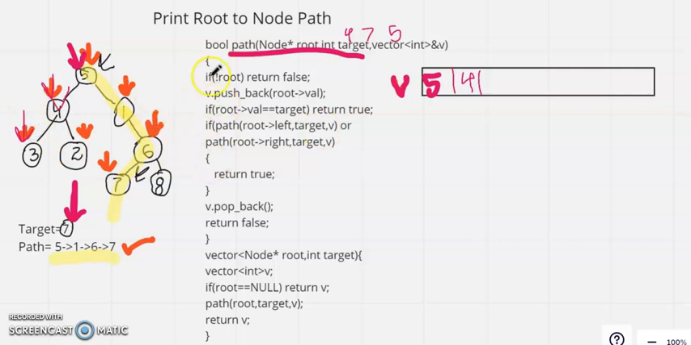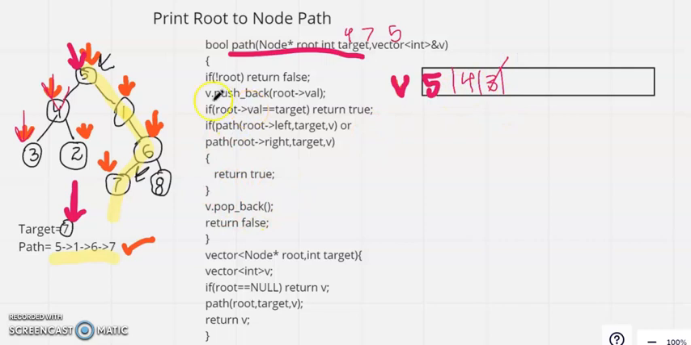We reach here. We again see that 3 is not null, so it will not return false. We do v dot push back 3. So we reached here, 3. So what will happen now? We will be checking for path of root's children. It will return false, it will not return true. So we will be doing v dot pop back. We have popped back 3.